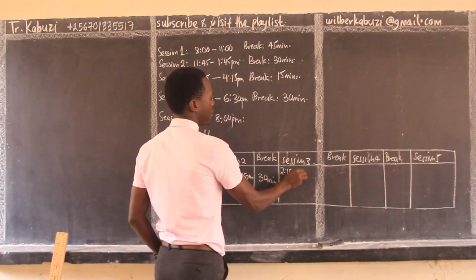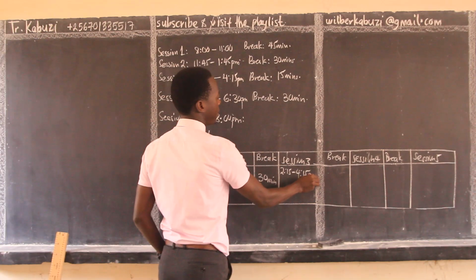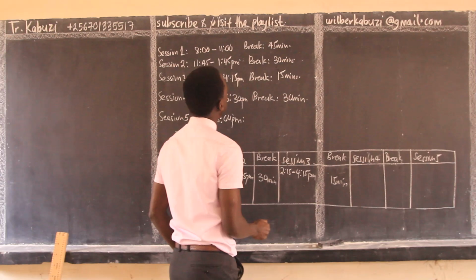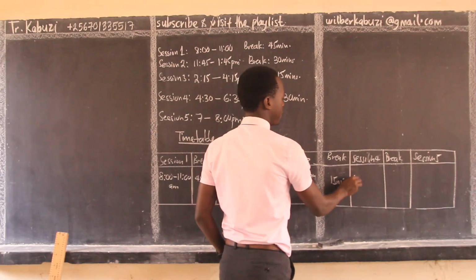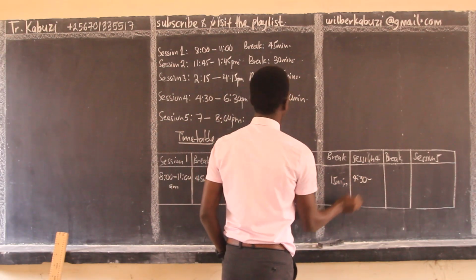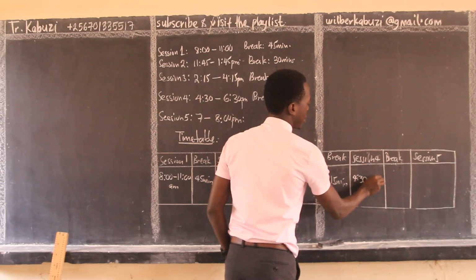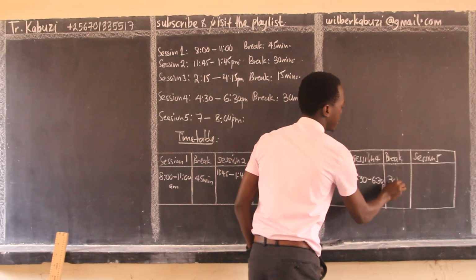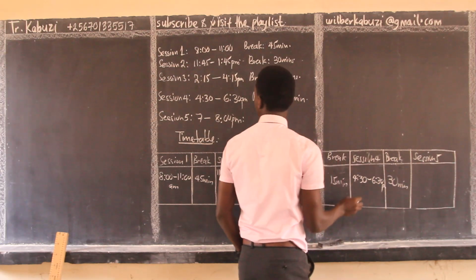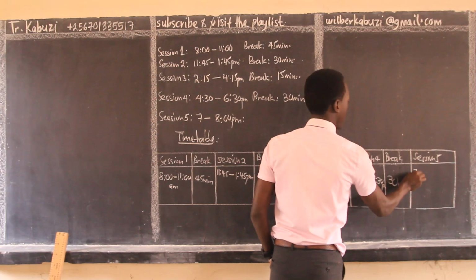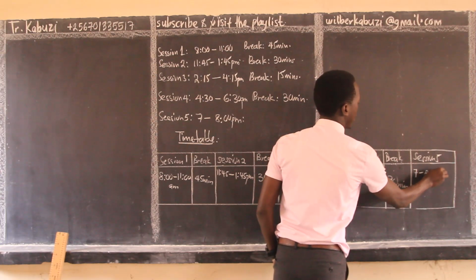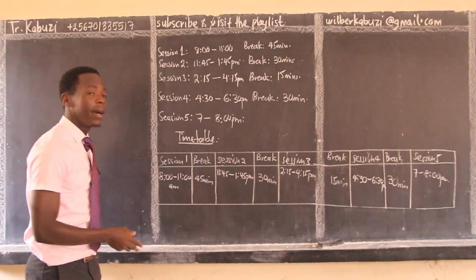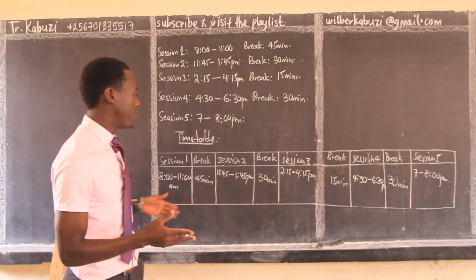To 4:15 p.m., followed by 15 minutes of break. The fourth starts at 4:30, which will end at 6:30 p.m., followed by 30 minutes. Then lastly, from 7 to 8 p.m. So I've easily drawn the timetable, and it is in a 12-hour format.